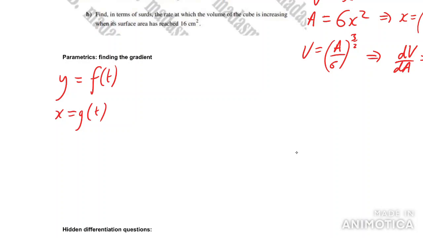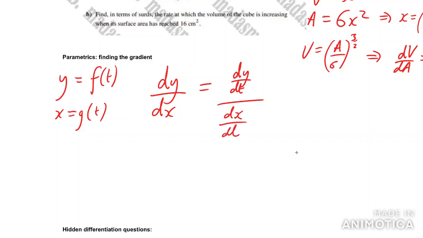Well, regardless of the fact that they're functions of t, the gradient is always going to be dy/dx. But in order to do that, we need to find y in terms of x, and that can be tricky. So instead, using the fact that they behave like fractions, this is just dy/dt over dx/dt. And it's that simple.